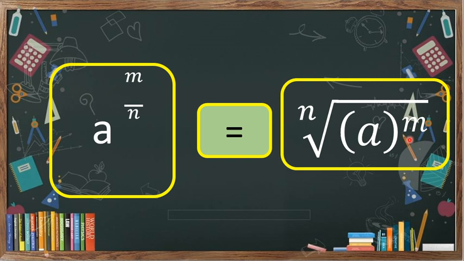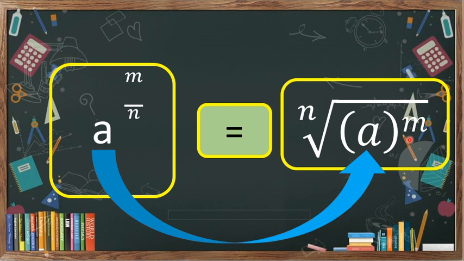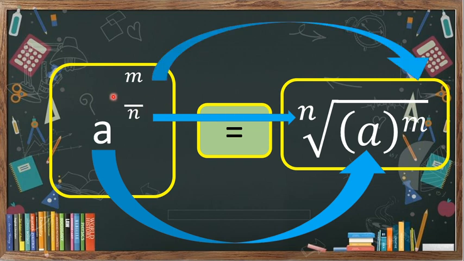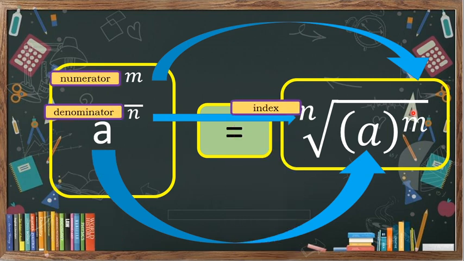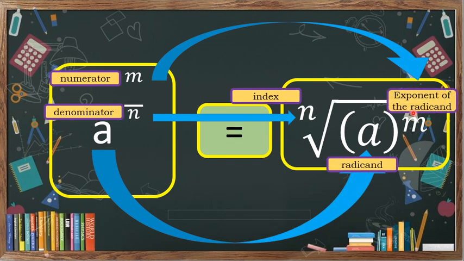So you have to remember this transition from the rational exponential form into radical form. The base is written as the radicand, the denominator is written as the index, and the numerator is written as the exponent of the radicand, or these are their names. Okay, just remember this transition.